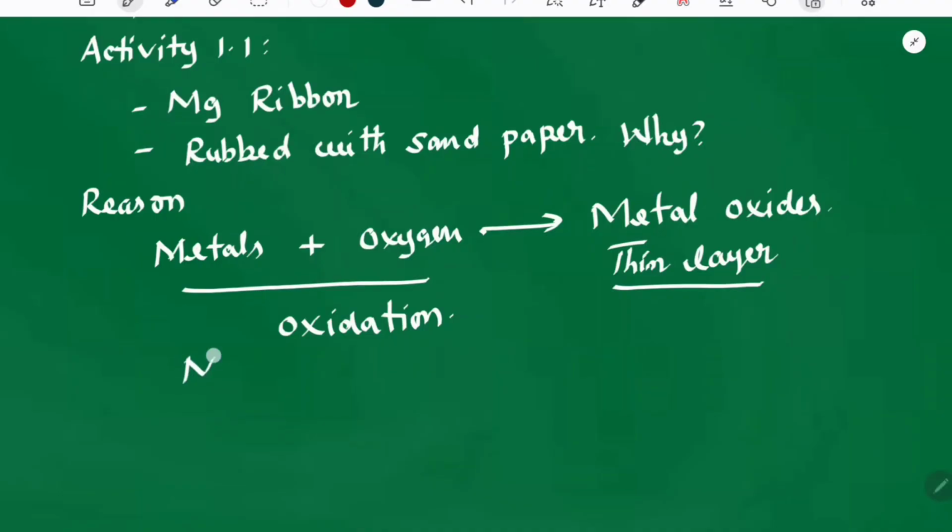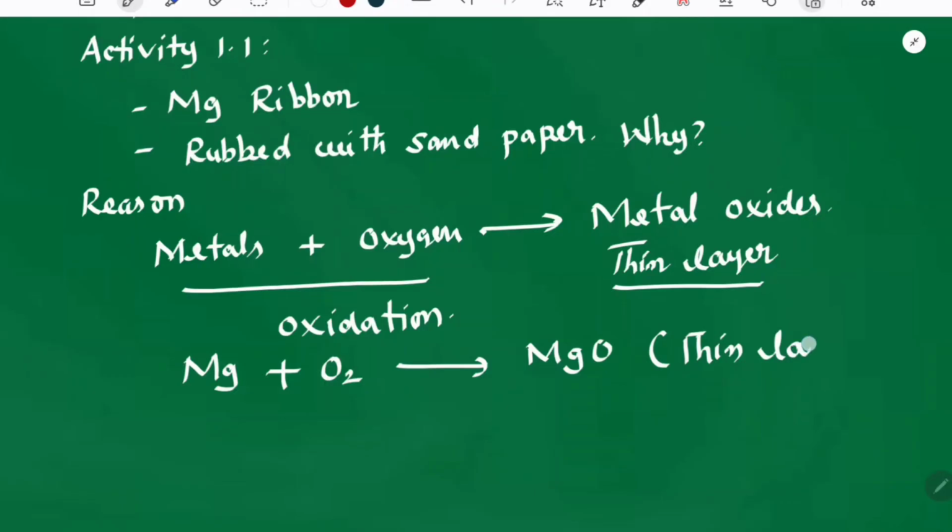For example, you can take this magnesium. It reacts with oxygen to form magnesium oxide. It is a thin layer. When we rub with sandpaper, it will remove it. I am not balancing this equation, just leave it. It's okay.